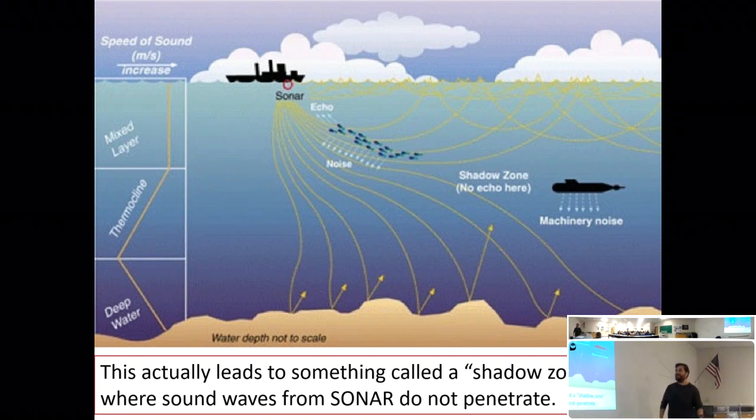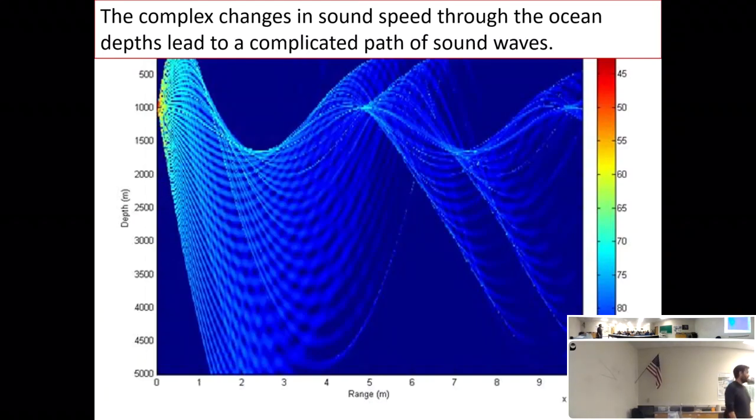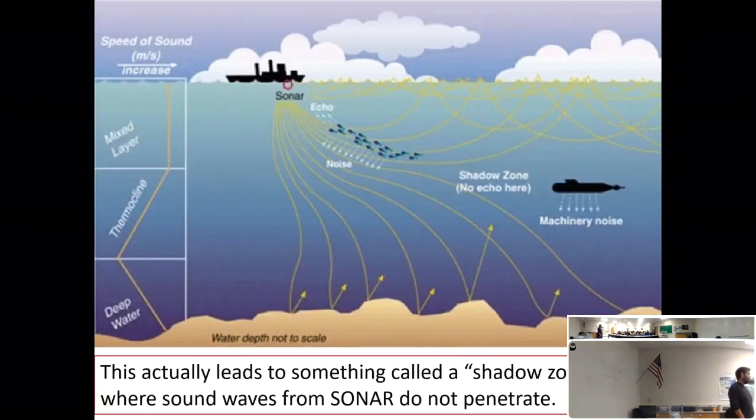So anyway, the main thing I just want you to see in here is that sound waves are refracted and bent, and they go in a very unintuitive way. They're reflected in a very unintuitive way around the depths of the ocean. I mean, you can see just how complicated that all is, right? So that's all I have for you.